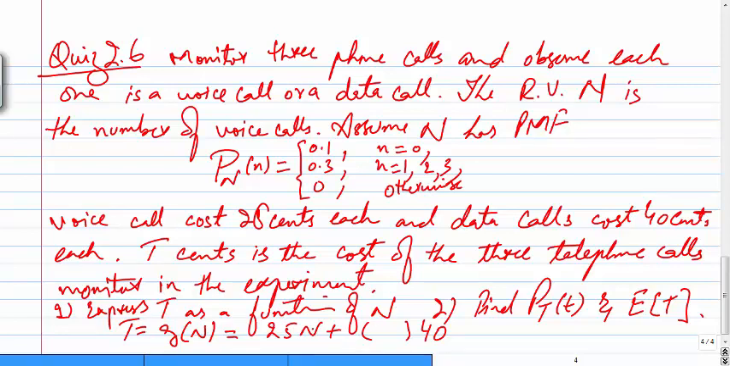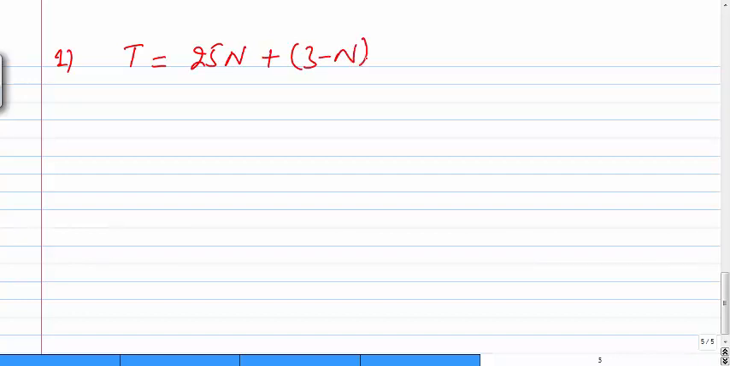So we have to put some relation here. This means that if n is 0, then data is 3. If n is 1, then data is 2. So in that case we have to put the total calls minus n, so that gives us the data calls. So this is the expression that gives us the relation for T. Okay, now we move next. So for the first one, capital T is equal to 25n plus (3 minus n) times 40. So this is the equation that we get.